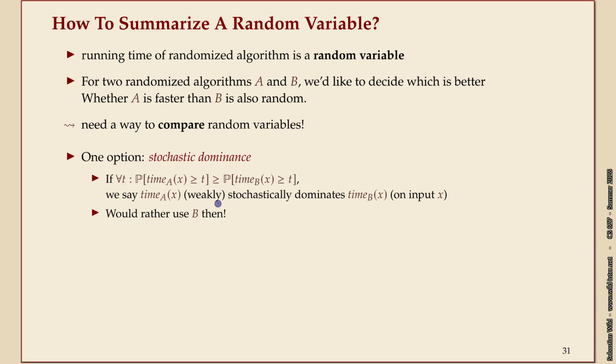I put weakly here. The definition in books usually includes this for all t, and there's one t where the probability is strictly greater. But I don't care so much here. The point is, this is actually a very stringent requirement.